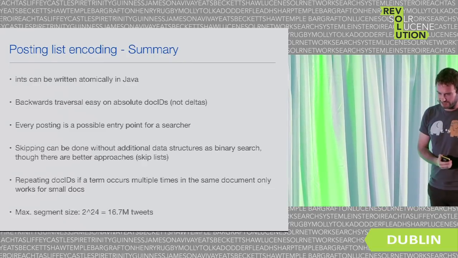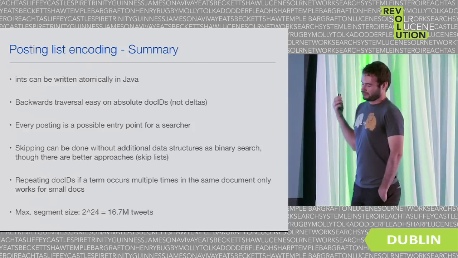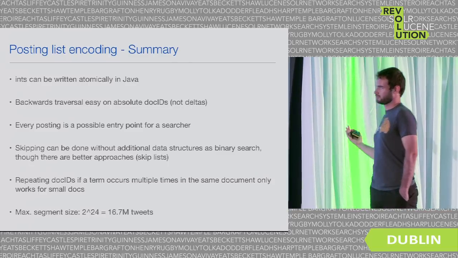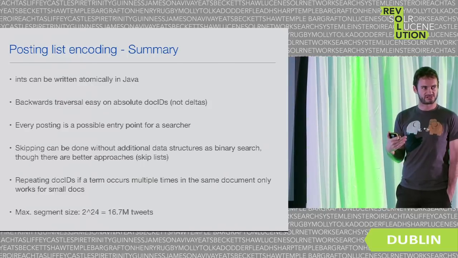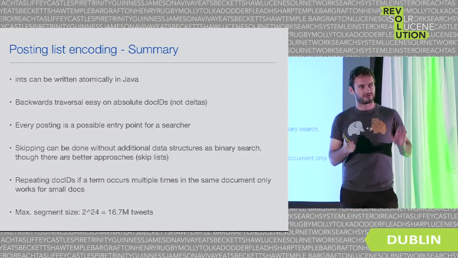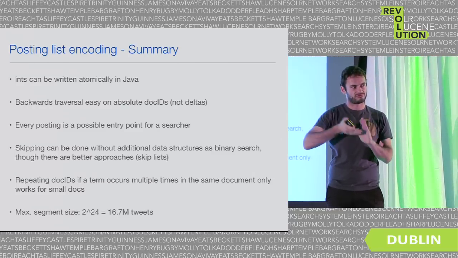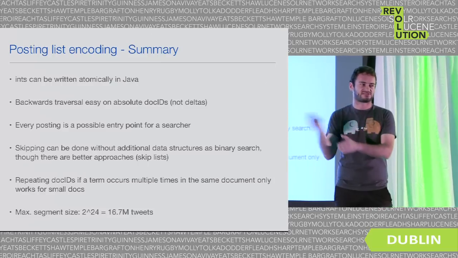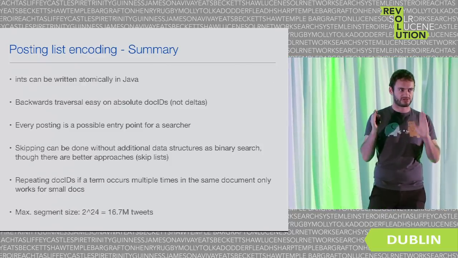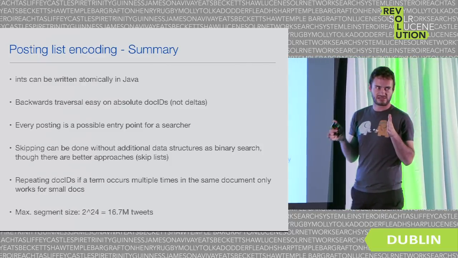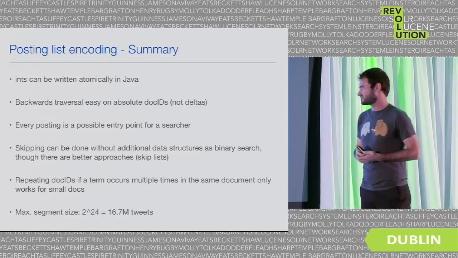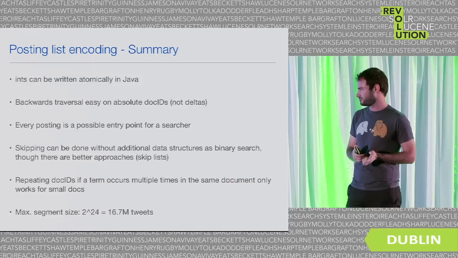So as a summary for this posting encoding, ints can be written atomically in Java. Again, important for our threading model. We can read these posting lists in backwards order. Every posting is a possible entry point. Basically, that means you can follow a pointer to anywhere in this list and start searching. There's no context you need to know. We can do efficient skipping because it's fixed sizes per posting. So you can say I want to skip over 10 postings without needing additional data structures, even though there are better approaches which I'm going to show you.